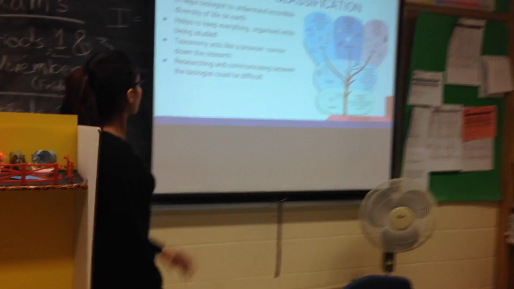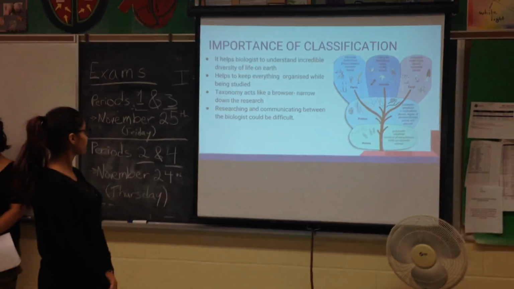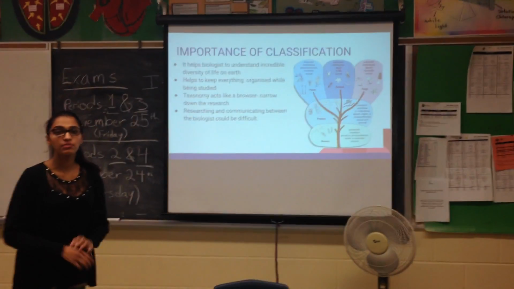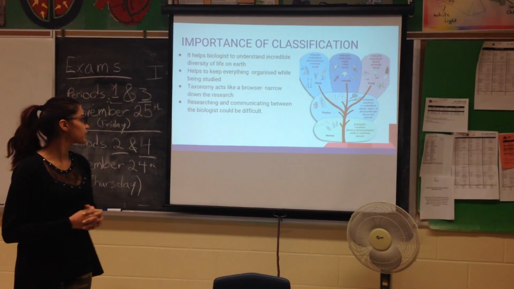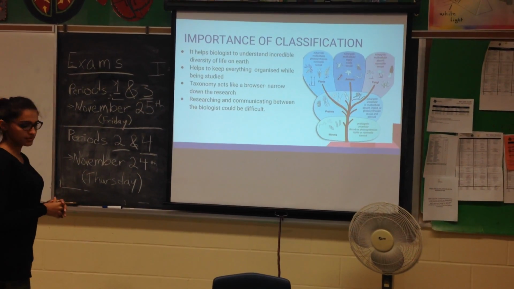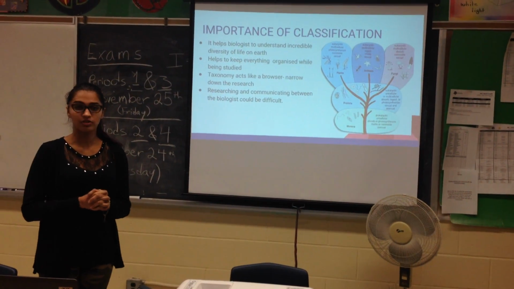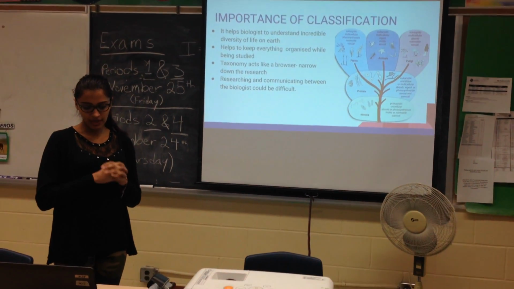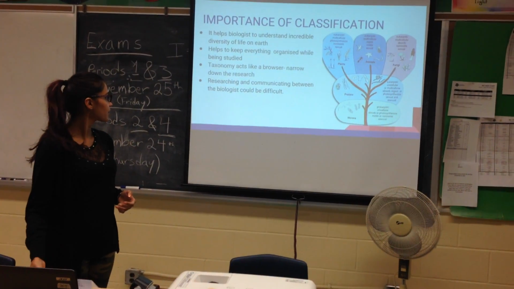Okay, now let's talk about the importance of classification. It helps biologists understand the incredible diversity of life on Earth. Scientists have found millions of species, the most diverse being insects, and more are still being discovered. It helps to keep everything organized. Before binomial nomenclature was developed, naming was not standardized. One species may have more than one name, and that was confusing.